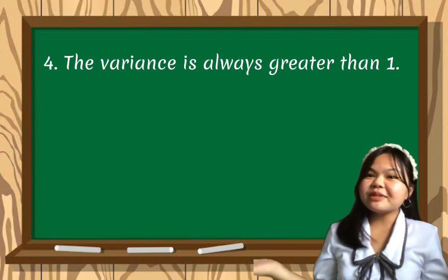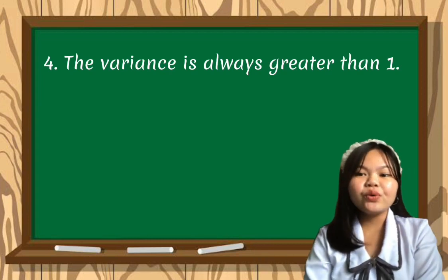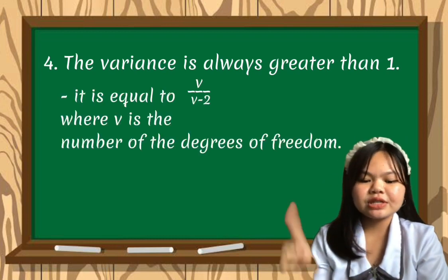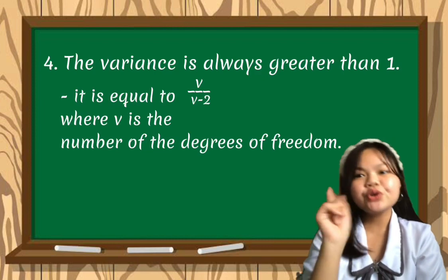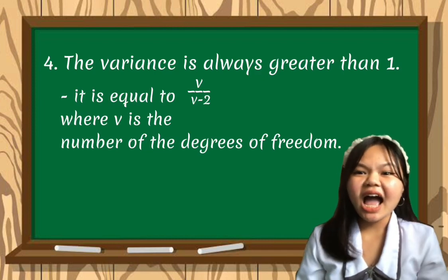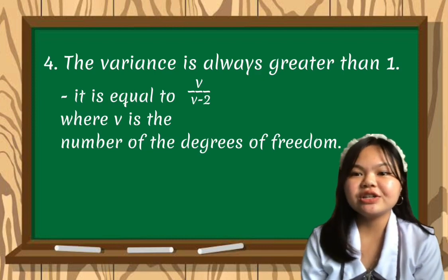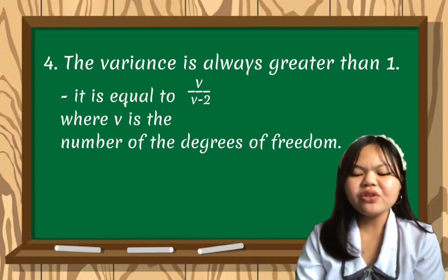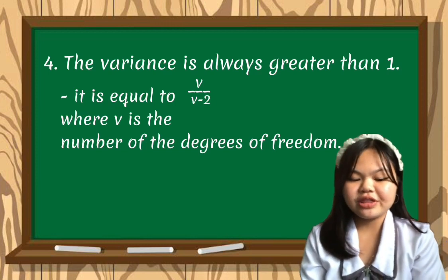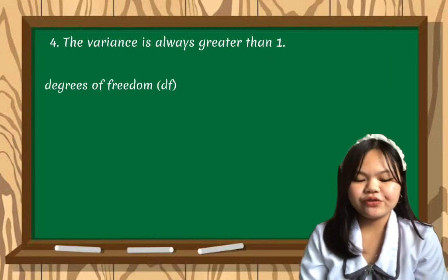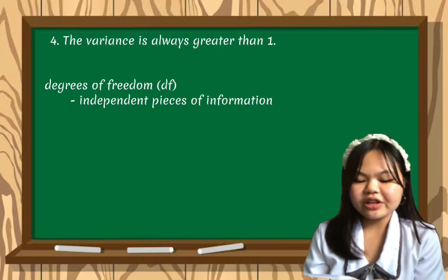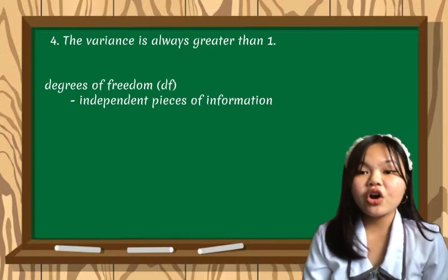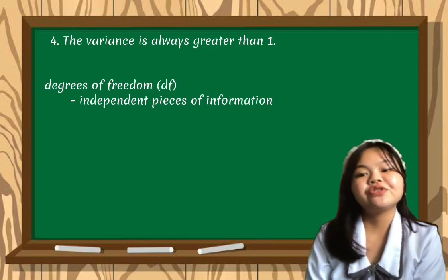So, how do we get the variance? We have the formula v over v minus 2. So, what is v? v is the degrees of freedom. So, how do we get the degrees of freedom? Or what is the degrees of freedom? The degrees of freedom is the number of independent pieces of information.